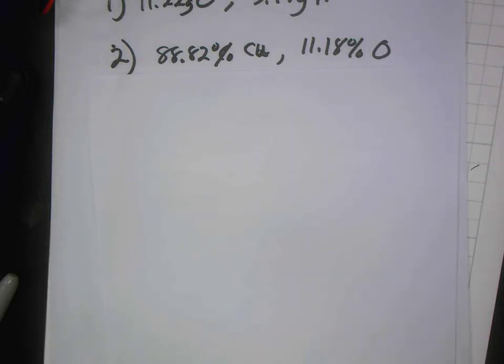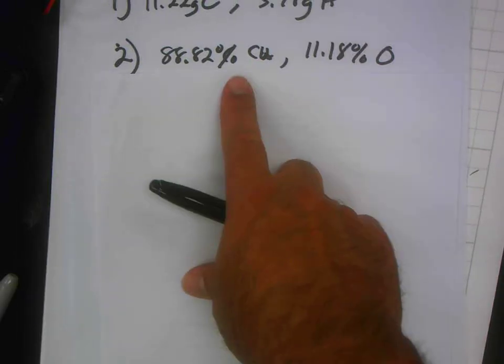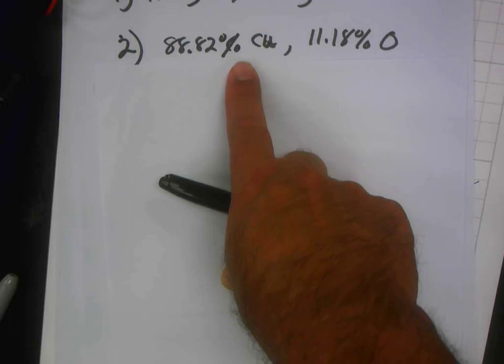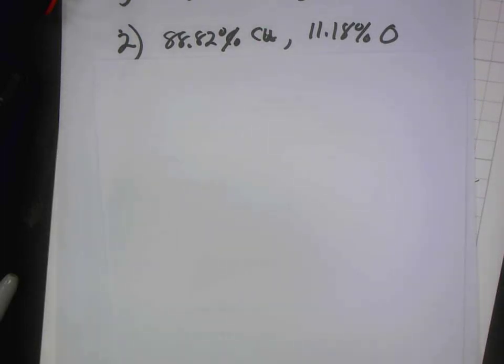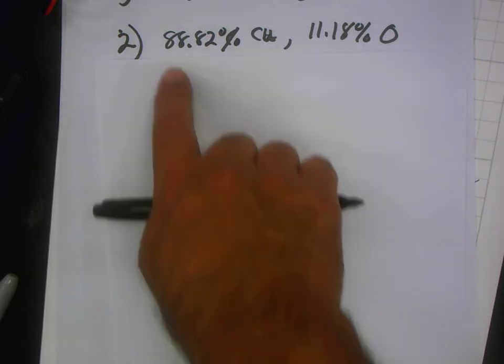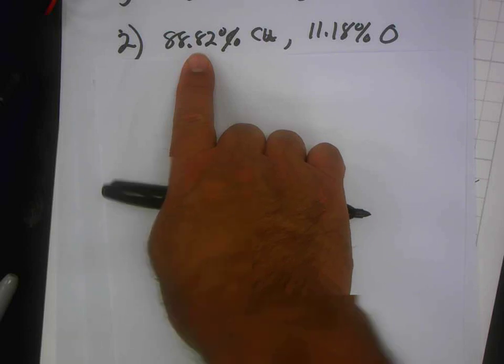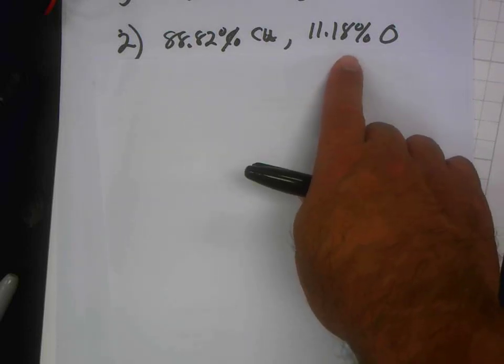Step 1, if given percentages, assume 100 grams and turn percentages into grams of each element. So this time we're given percentages. Last time we weren't; last time you were given grams of each, so we jumped straight to 1B. This time you're given percentages, and you'll see it says assume 100 grams. Why 100 grams? Because it really doesn't matter how much of the substance you've got, the proportions are always going to be there. And if we use 100 grams, it makes the math easier. What's 88.82% of 100? 88.82. What's 11.18% of 100? 11.18.